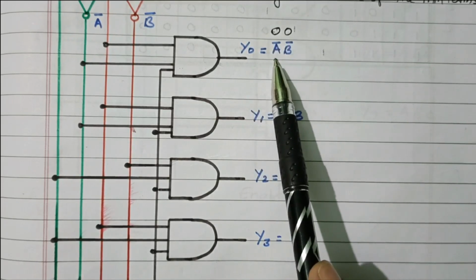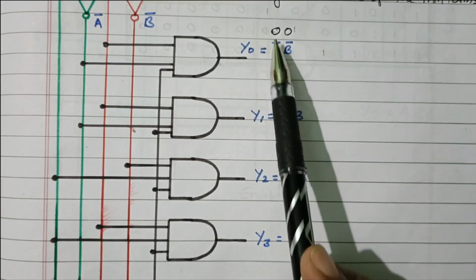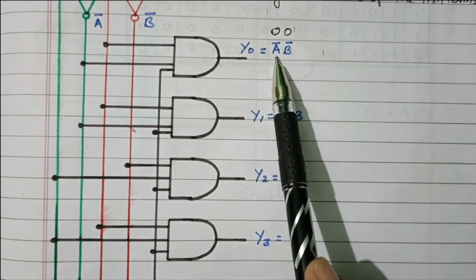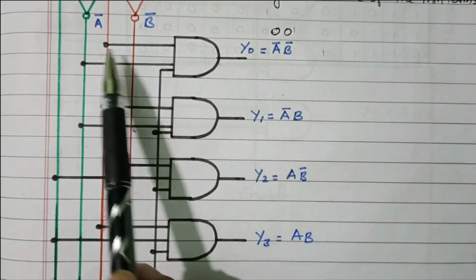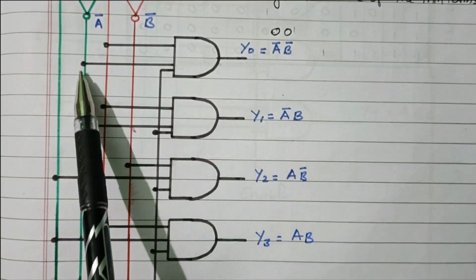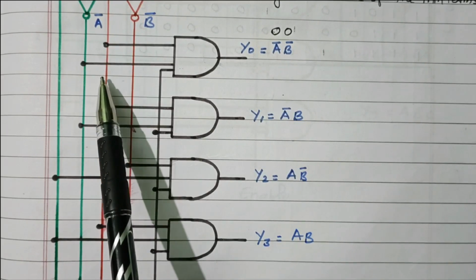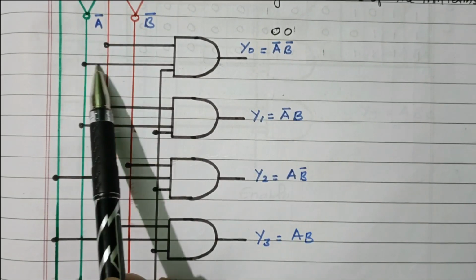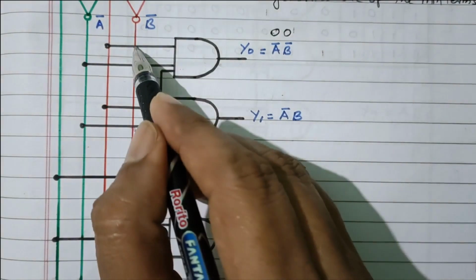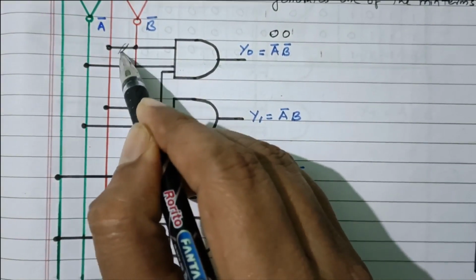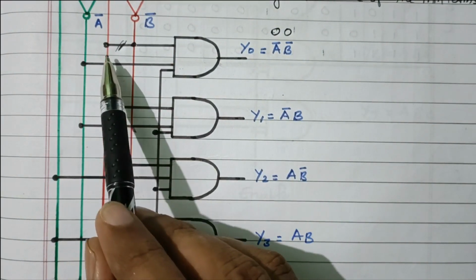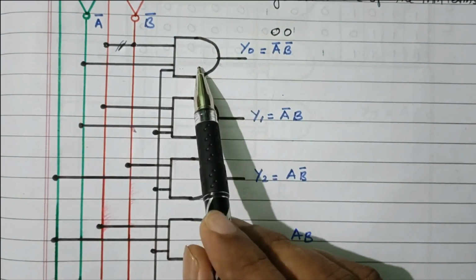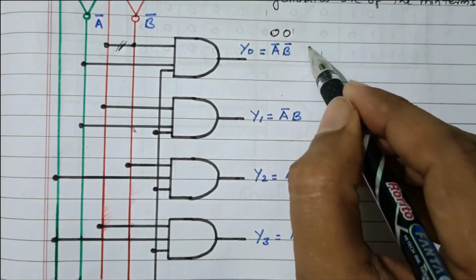0 0 means we are connecting A bar and B bar. A is 0, so A bar is 1; B is 0, but B bar is 1, right? So you have connected A bar and B bar here. This A bar is connected, and this B bar, not this one. Here B bar is connected. So A equal to 0, B equal to 0 means A bar and B bar will be 1. So here we will get the high output.